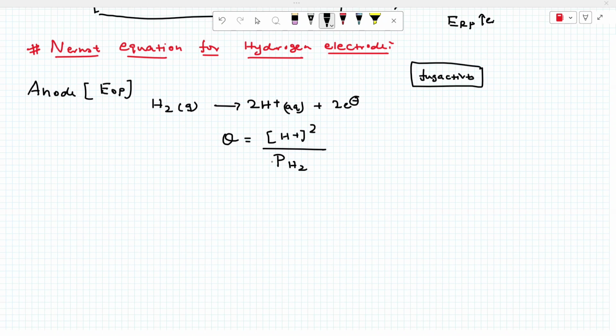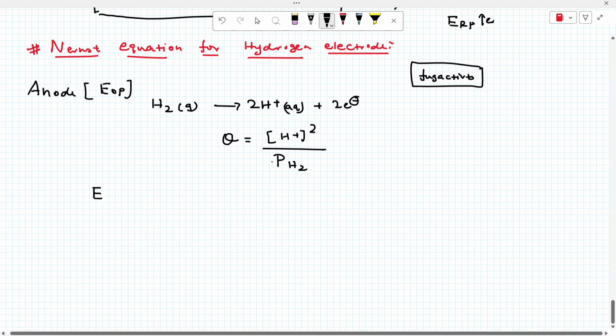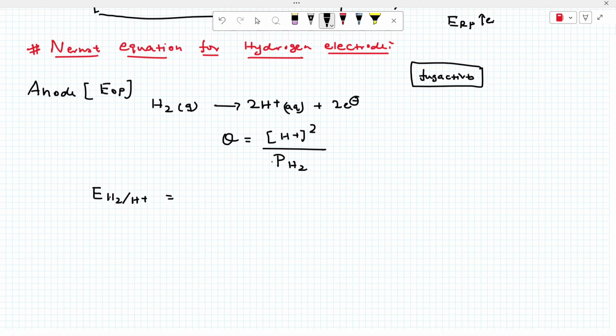Now, what is the formula now? E for H2 becoming H plus equals E naught for H2 becoming H plus, minus 0.0591 by 2 electrons, log of H plus by the partial pressure of H2 gas.